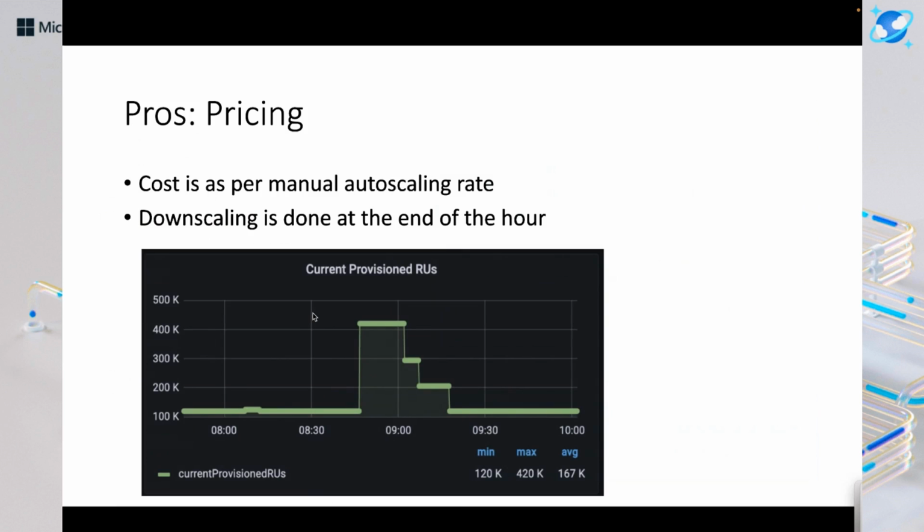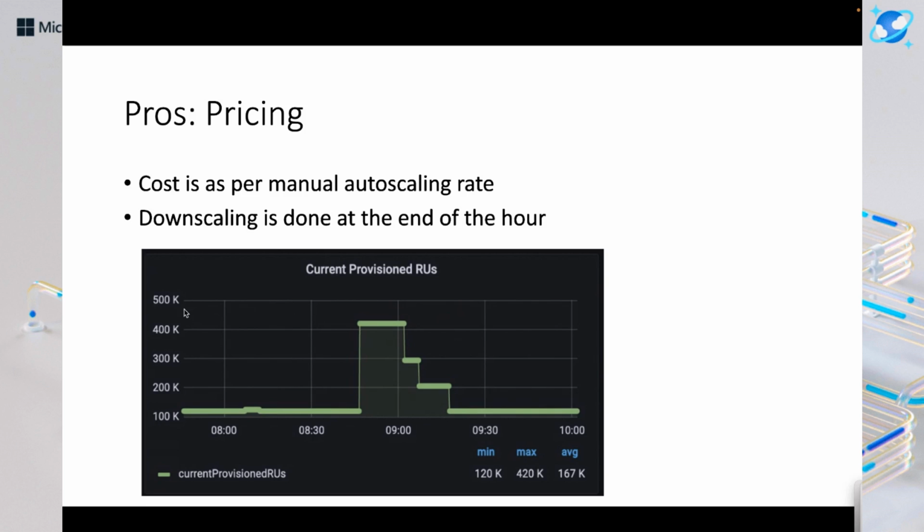Since in Azure we are using a manual autoscale mode, even though this job is running on top of it, as far as Azure is concerned, we are using manual autoscale. And because of that, the pricing is much cheaper. So we don't have to pay that 50% extra surcharge which Azure Autoscaler is expecting from us.